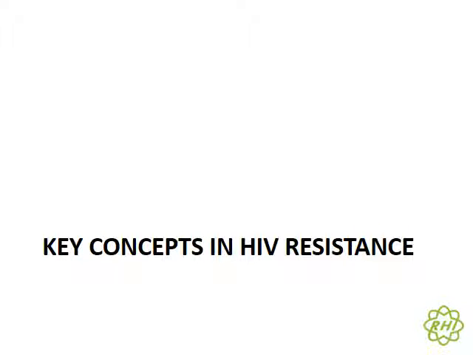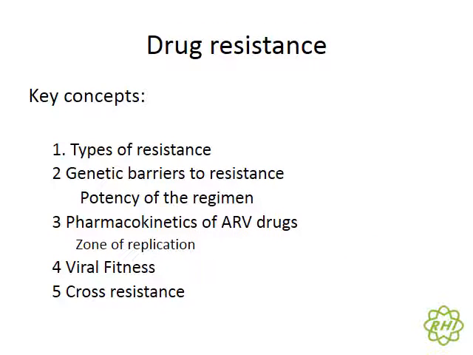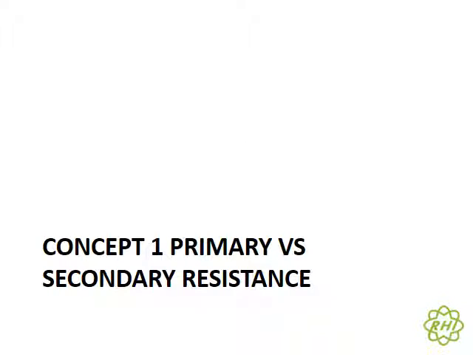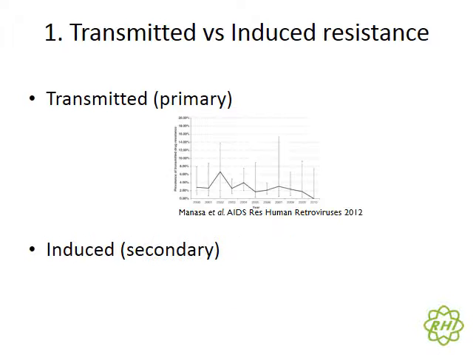So let's get now to our key concepts in HIV resistance. And I'm going to be looking at 5 of those: types of resistance, genetic barriers, something called the zone of replication, a little bit about viral fitness, and cross-resistance. Our first concept is around primary versus secondary resistance. I think this is a fairly well-known concept.